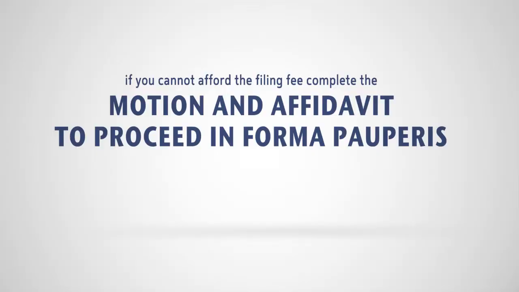If you cannot afford to pay the filing fee, you may complete the form called Motion and Affidavit to Proceed in Forma Pauperis. This means you are asking the court to let you proceed with your case without paying the filing fee because you do not have the money for the fee. This form is optional. This form must be notarized. Do not sign the form until you are in front of the notary. The notary must witness you signing the form.